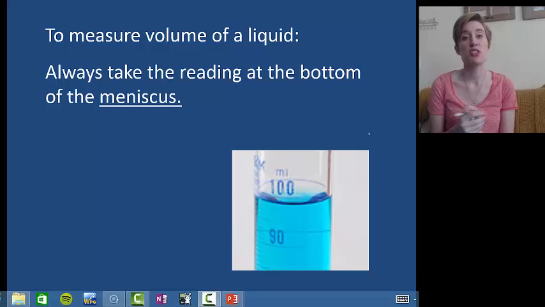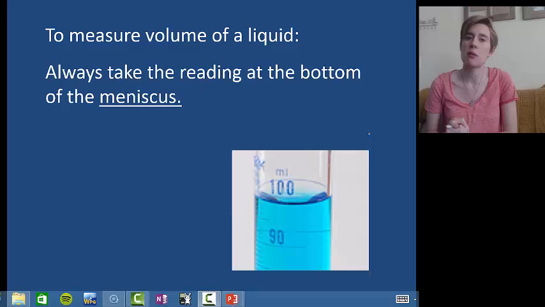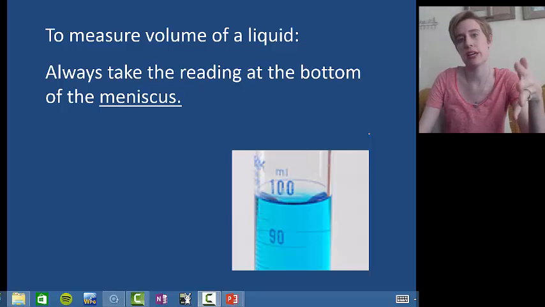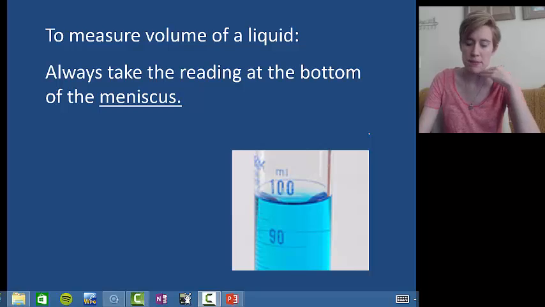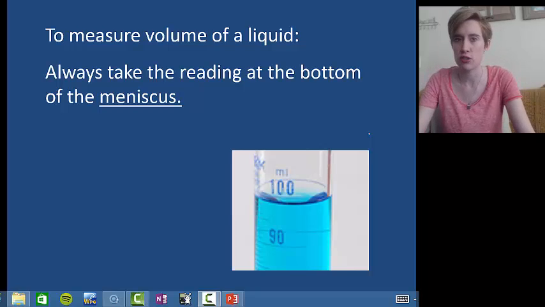And welcome to video 2.2. In this video we're going to be talking about the very basics of measuring and using something called significant figures. Okay, so let's start at the basics of measuring. You probably know how to measure the volume of a liquid when it's inside of a graduated cylinder or a beaker. And you may have heard the term meniscus before.